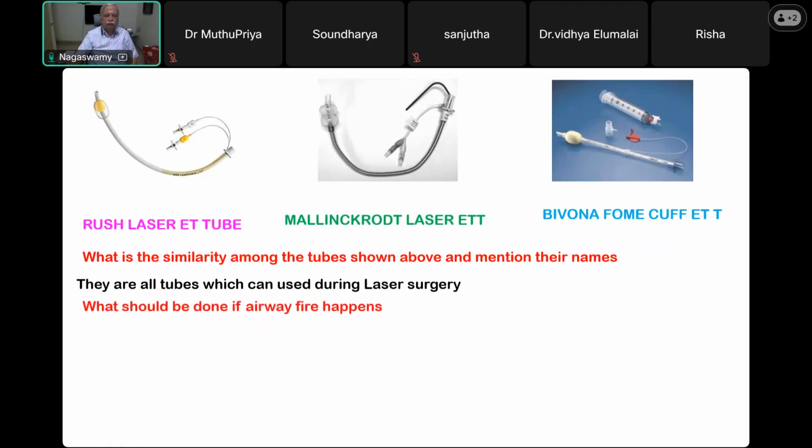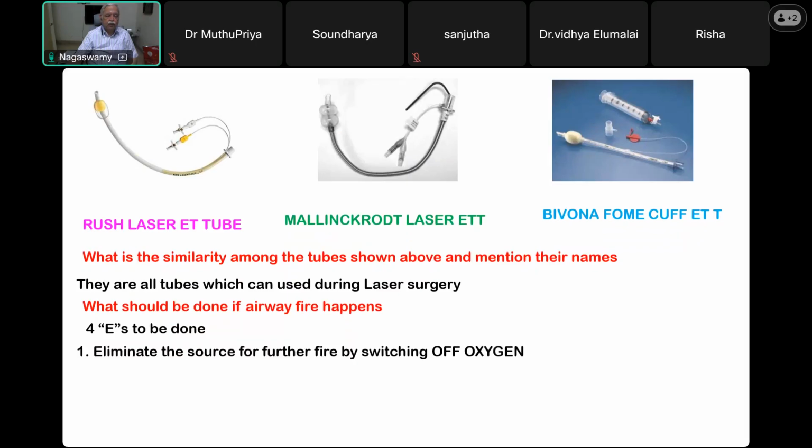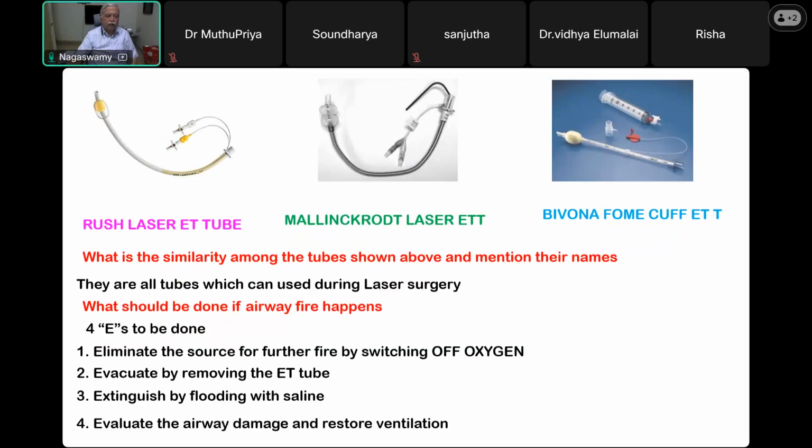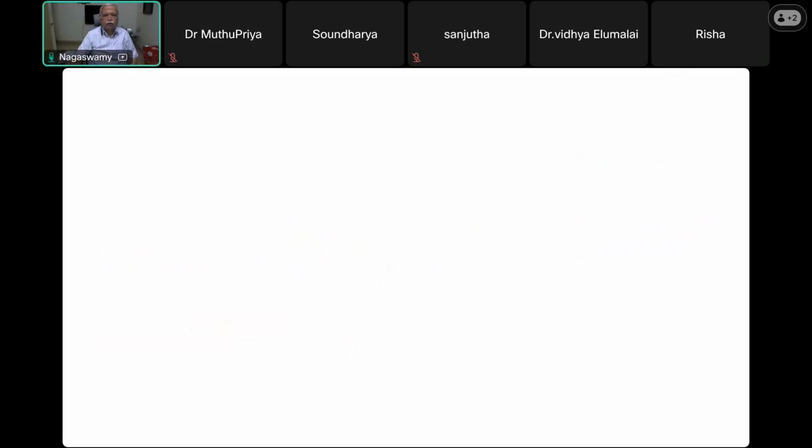So what should be done if an airway fire happens during laser surgery? Cut off all oxygen and gases. What are the 4 E's you should practice? The 4 E's are: eliminate the source by switching off oxygen, evacuate by removing the ET tube, extinguish by flooding with saline, and evaluate the airway damage and restore ventilation. Okay, these are the 4 E's you have to know.